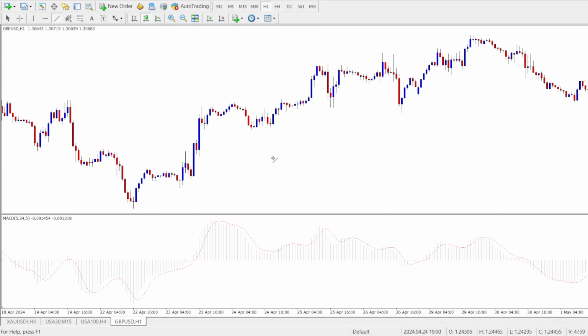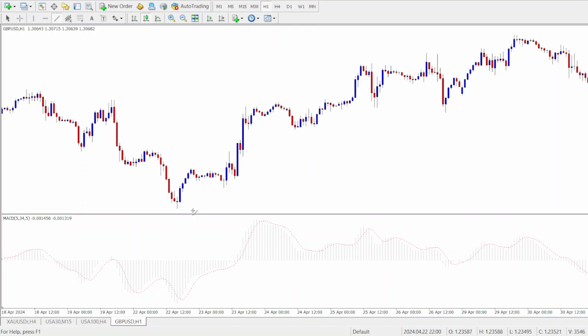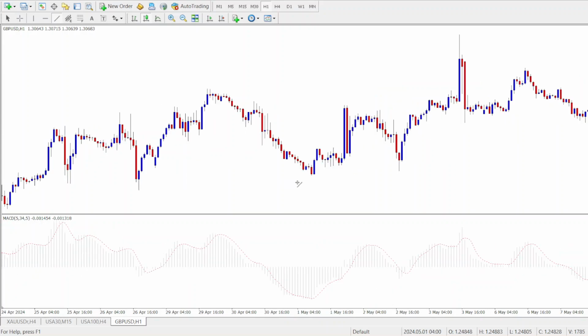So now a bullish divergence occurs when price makes a lower low, but the MACD makes a higher low, right? Now we can see this, though this was quite brief.